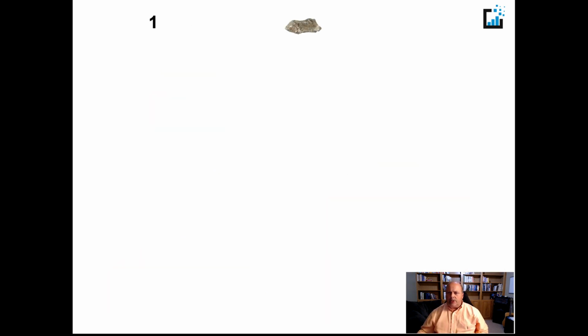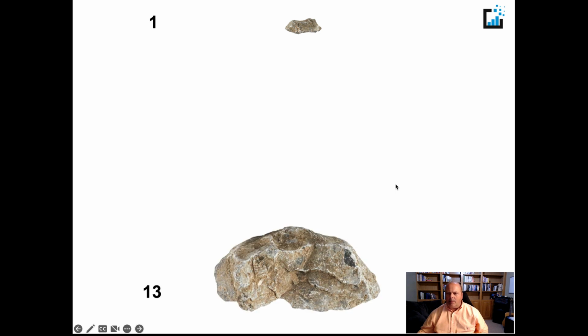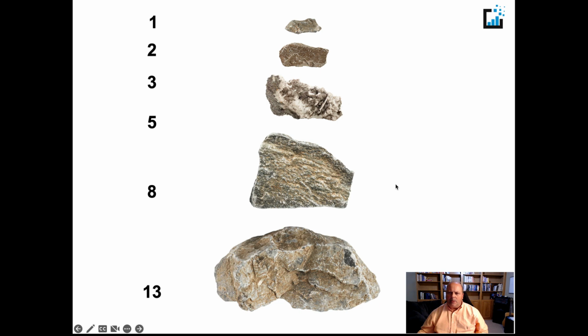I'm going to call the smallest and easiest rock in the pile a 1. And then I'm going to look for the biggest rock that I think I can handle in an hour. And I'm going to call that one a 13. And then I'm going to take all the other rocks and I'm going to put them into one of 6 categories: 1, 2, 3, 5, 8, or 13, my Fibonacci numbers.